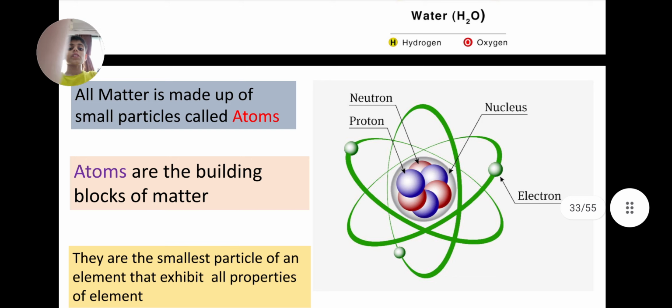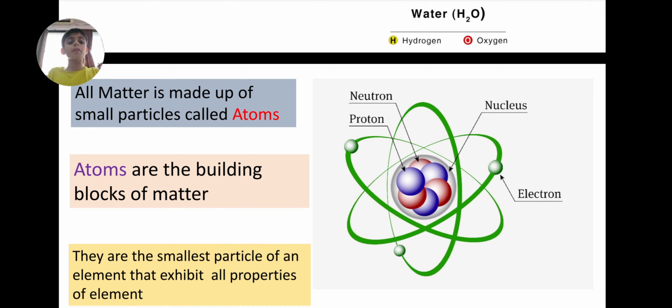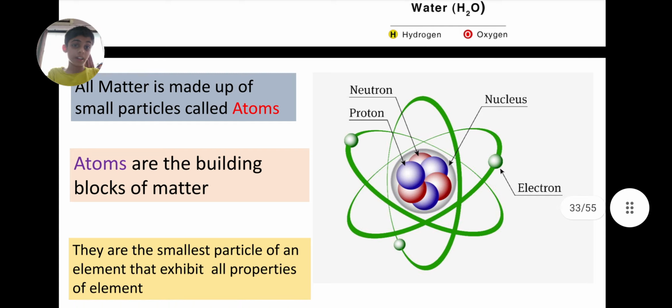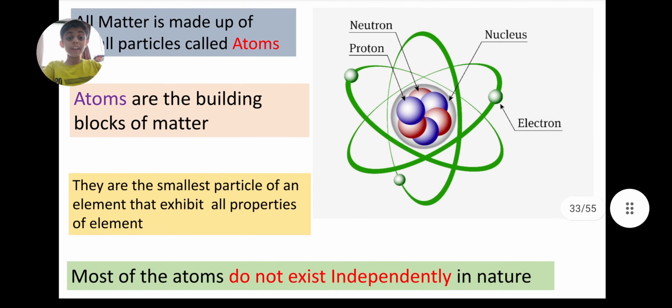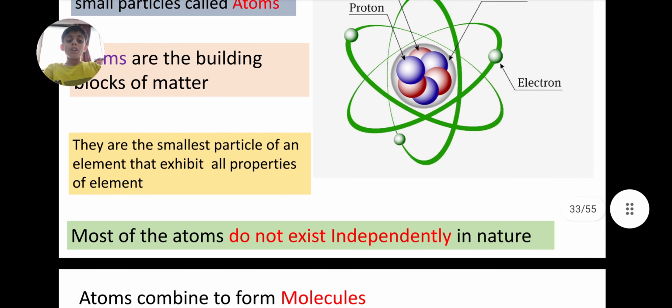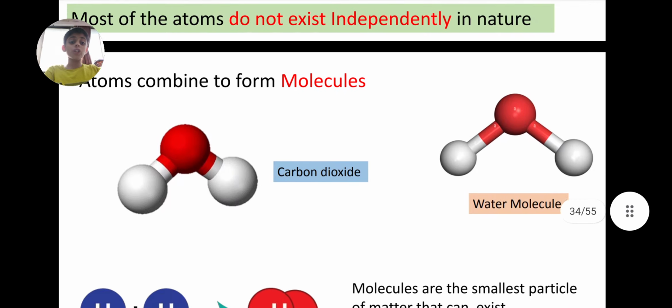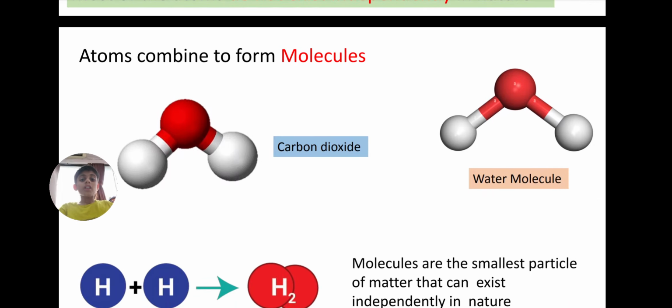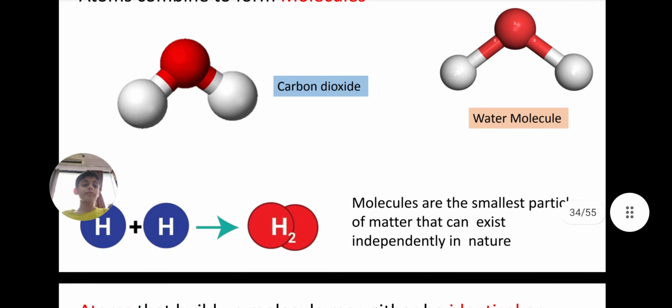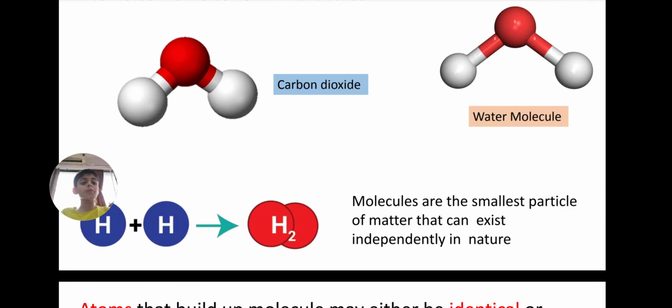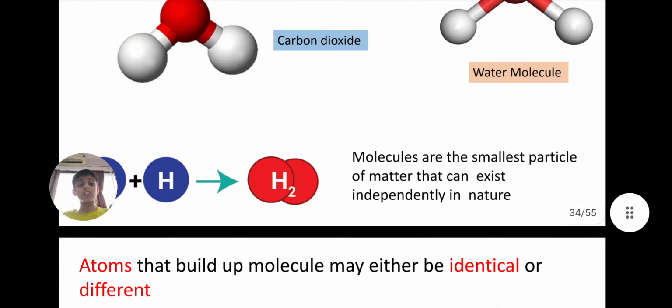Now let's continue. All matter is made up of small particles called atoms. Atoms are the building blocks of matter. They are the smallest particle of an element that exhibits all properties of an element. Most of the atoms do not exist independently in nature, except the molecules. Atoms combine to form molecules. Molecules are the smallest particle of matter that can exist independently in nature.